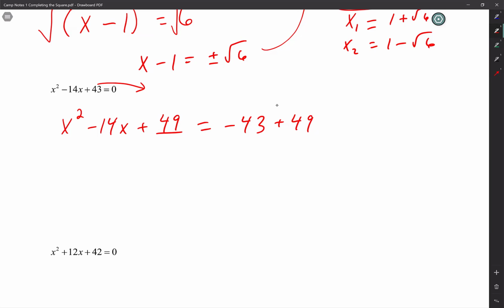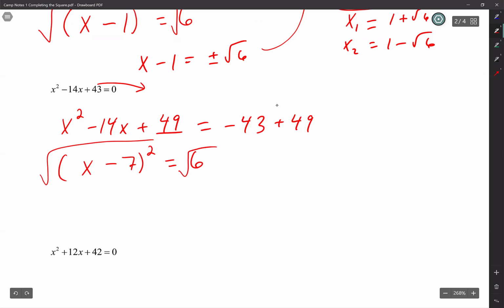So now this trinomial is going to reduce to x minus 7 with a square on the outside. The difference between 43 and 49 is 6. The 49 is bigger, so it's a positive 6. And now I'm ready, guys. See how easy it is? Now it's easy to get x by itself. I square root, and you're going to have x minus 7 equals plus minus square root of 6. Move the 7 to the other side, and you get x equals 7 plus minus square root of 6.